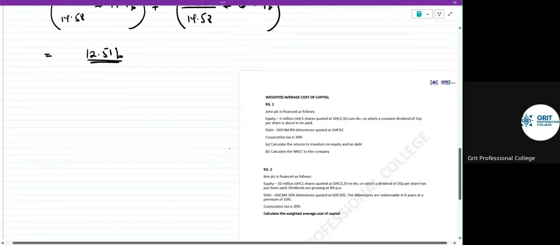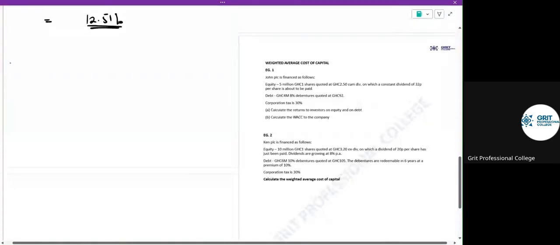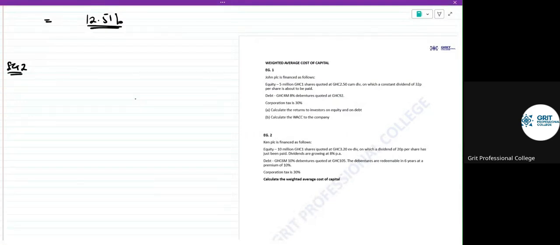All right, let's look at the second question, and then we can look at what came last night. For 2 marks, it means that you didn't have to do any extra work. All the figures were given to you to solve. Okay, so Ken PLC is financed as follows. It has equity, which is 10 million 1 CD shares quoted at 3.2 ex-div, on which dividend of 20 pesos per share has just been paid. Now, their dividend is growing at a rate of 8% per annum. You see where it is going.